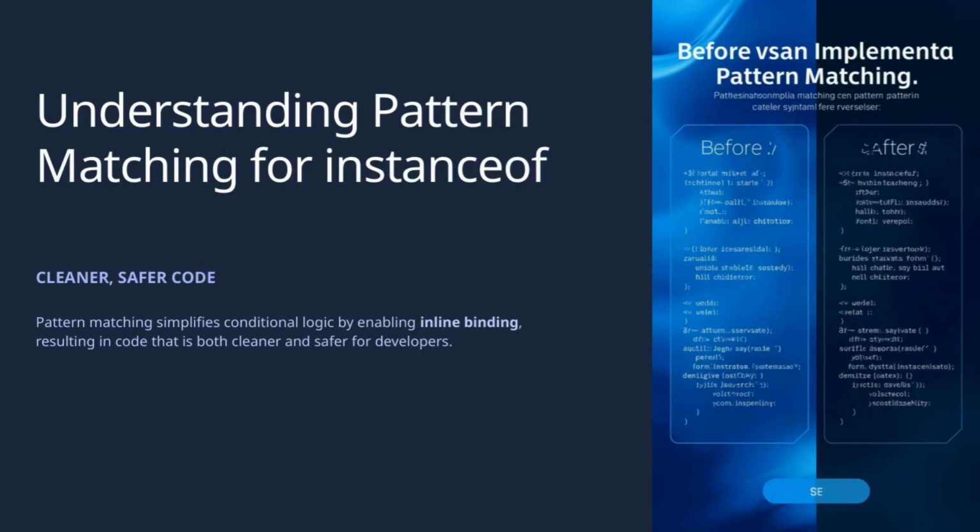Let's take a closer look at understanding pattern matching for instanceof. Pattern matching actually makes conditional logic much simpler by allowing inline binding. This means we can check the type of an object and simultaneously bind it to a variable in one clean step. As a result, our code becomes not only easier to read, but also safer, because it reduces the chance of errors that come with more complex conditional structures. By using pattern matching, we're streamlining our code, which aligns perfectly with our goal of writing cleaner, safer, and more maintainable programs. This is a key step in modernizing our approach to handling types and conditions in Java.